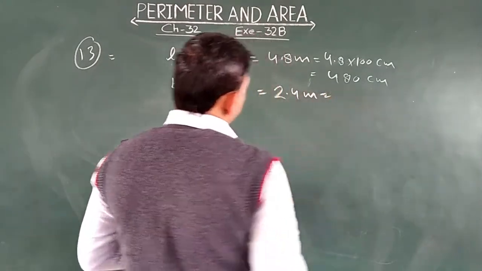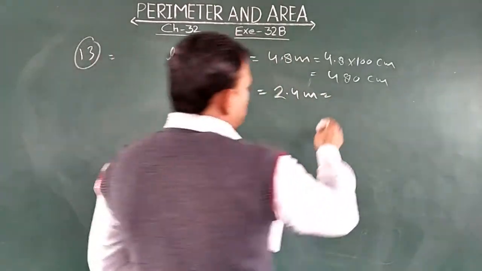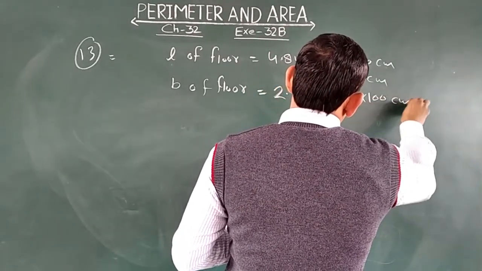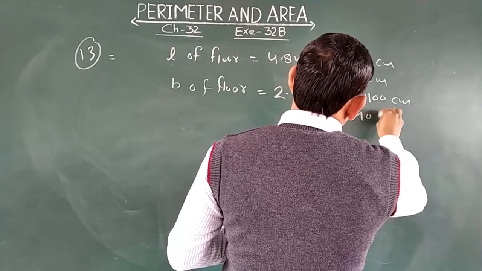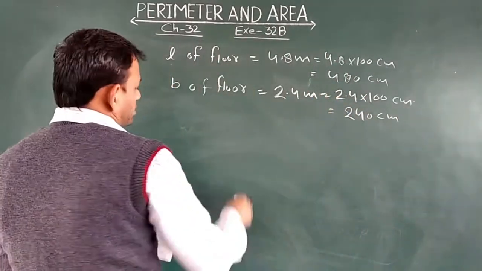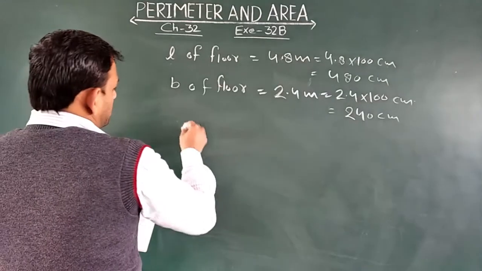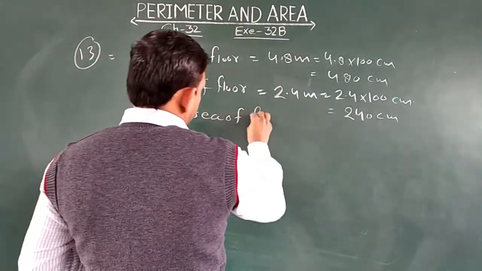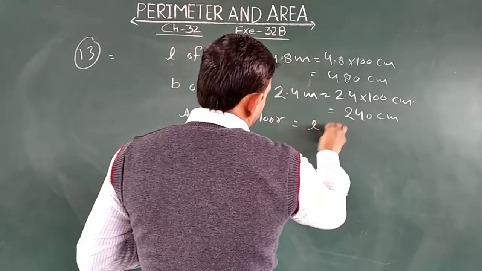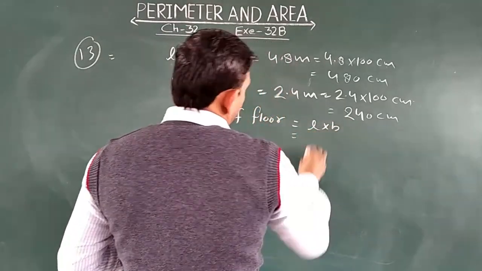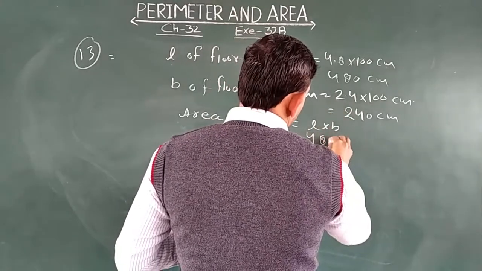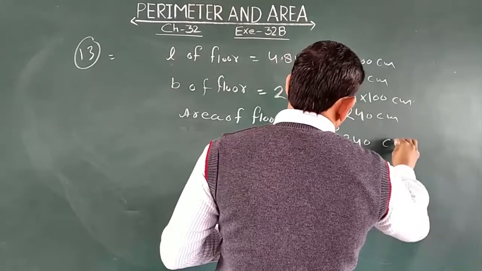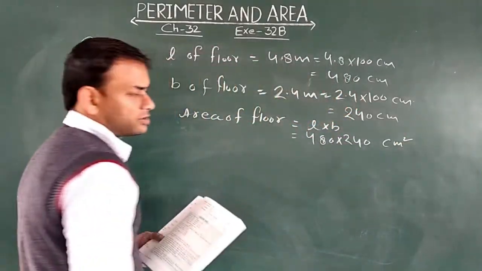2.4 meter, again we will just change it into centimeter by multiplying by 100. So 2.4 into 100 centimeter will be 240 centimeter. Okay, so the area of floor will be L into B. So we will get 480 into 240. Got it? Both are in centimeter, so you can write centimeter square.